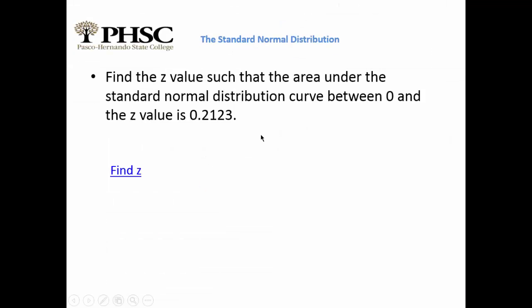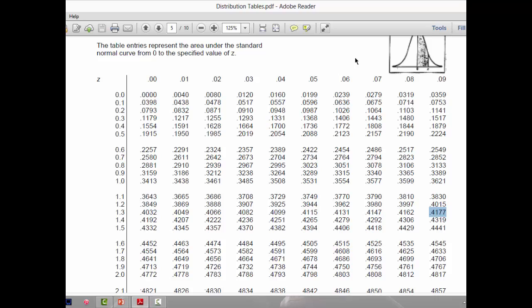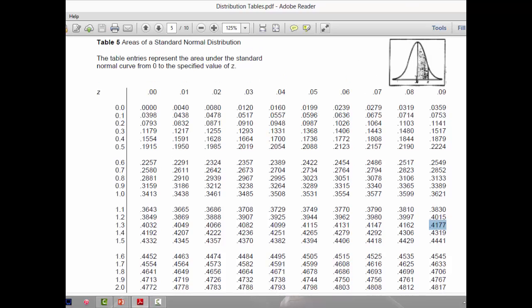The next thing is find a z value such that the area under the standard normal distribution curve between 0 and z is 0.2123. For this one, it's actually easier to go to the distribution tables, so that's what we're going to do. Notice that it's going to be between 0 and z. So this is my 0, this is my z, and that's what these values give me. Now I'm looking for 0.2123, and here you can see my 0.2123. To find that z value, all I have to do is go here, so it's 0.5 and 0.06, so it's 0.56.